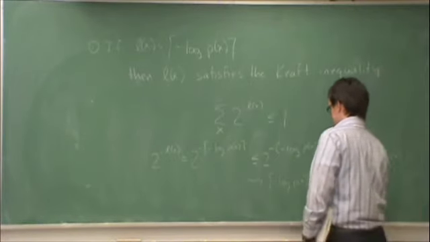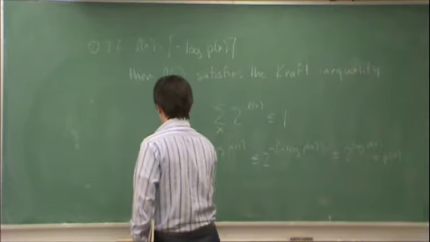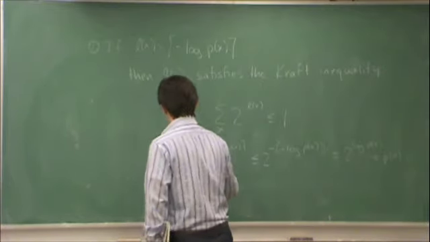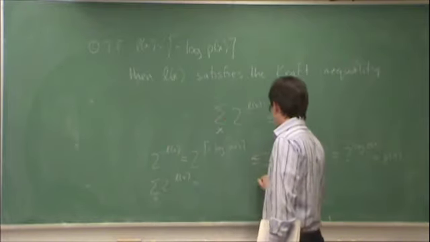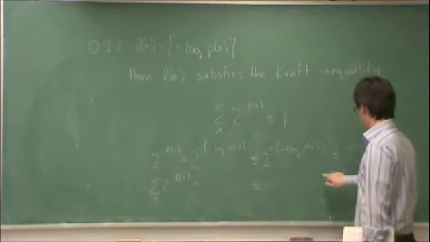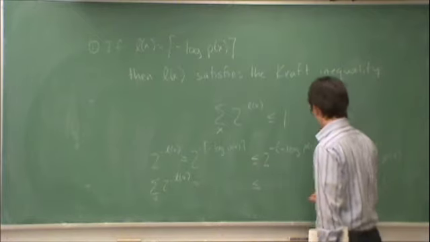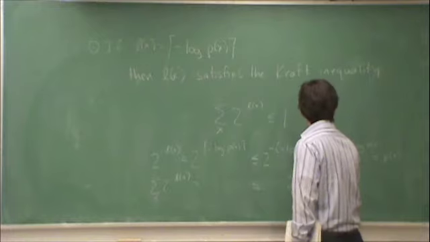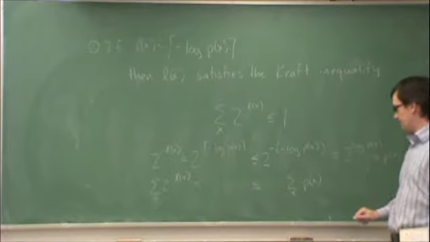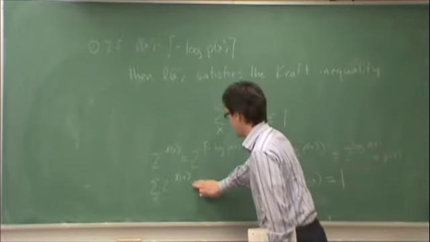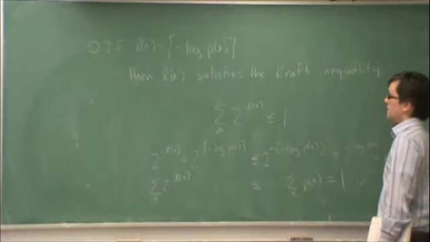Okay, so now let's take the sum over x. The sum over x of 2 to the minus L of x is less than or equal to the sum over x of this, which is ultimately equal to the sum over x of p of x. What's the sum over x of p of x? 1. And this is the Kraft inequality. So the Kraft inequality is satisfied.